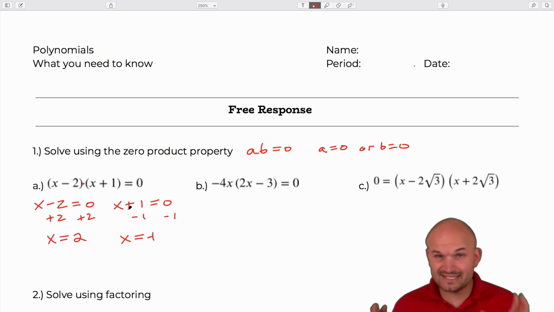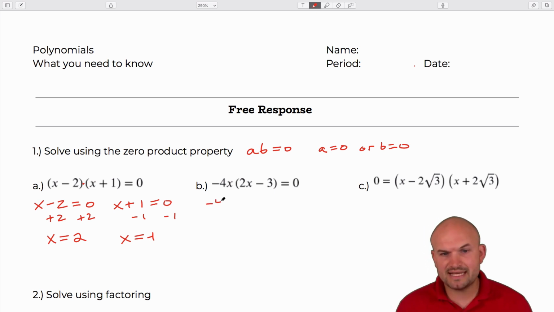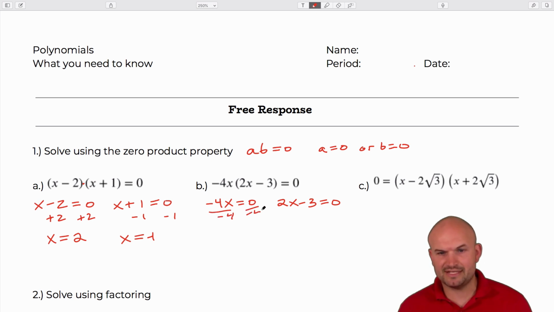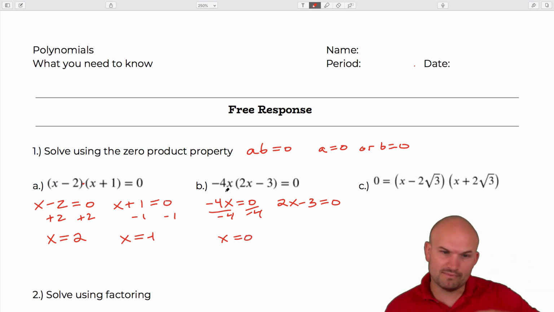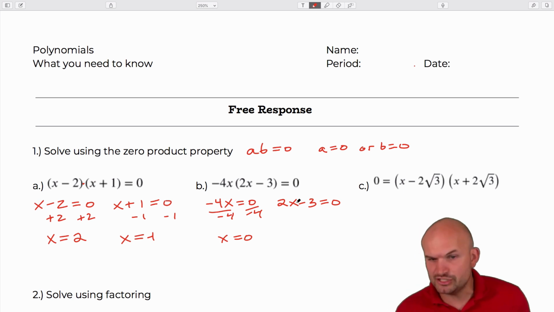Now, sometimes not everything's nice in parentheses. Notice here, though, we still have multiplication, negative 4x times 2x minus 3. So we're going to apply the same process. Negative 4x equal to 0, and then remember, 2x minus 3 is equal to 0. So now in this case, notice here to use my inverse operations by dividing by negative 4, it's not really going to be changing my answer because 0 divided by negative 4 is just going to be equal to 0. So that's something important to notice, that if you have x with a multiple out there, the multiple is really not going to be affecting your answer at all.